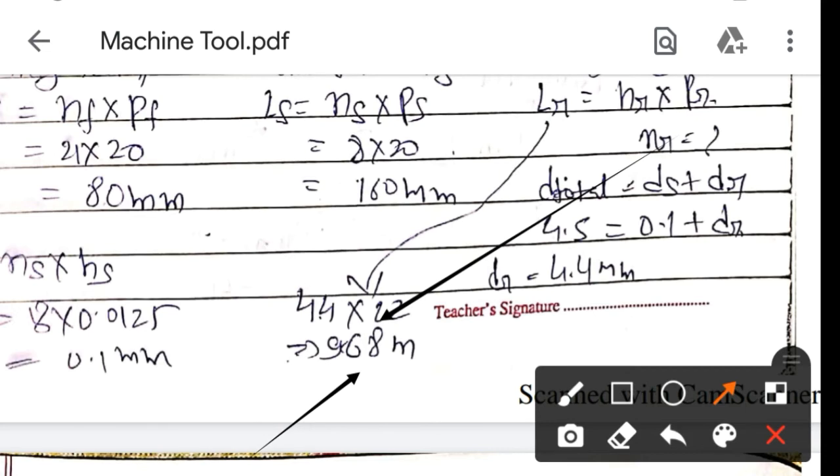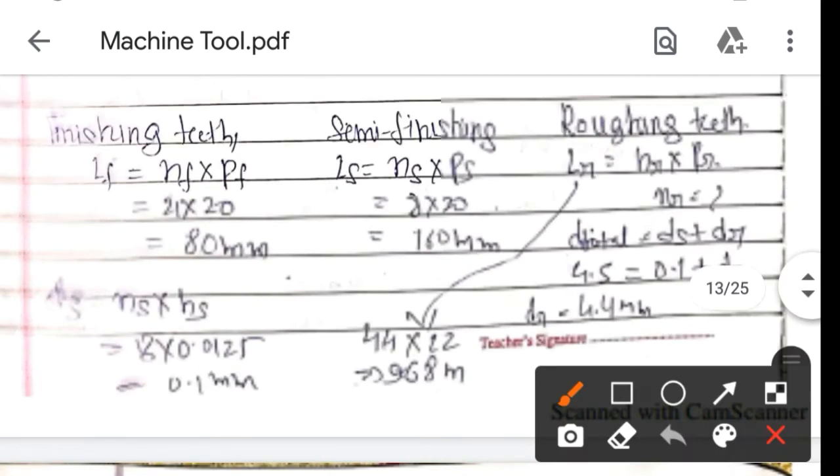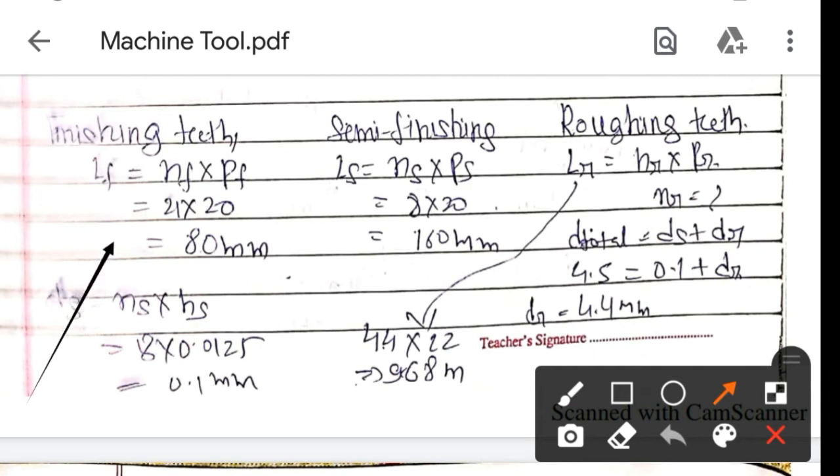So we got the lengths for the finishing, semi-finishing, and then roughing.